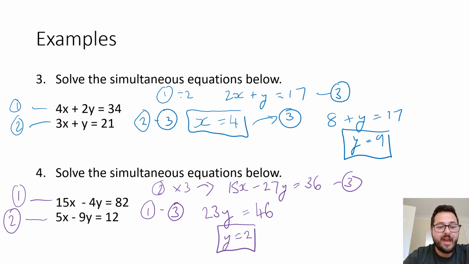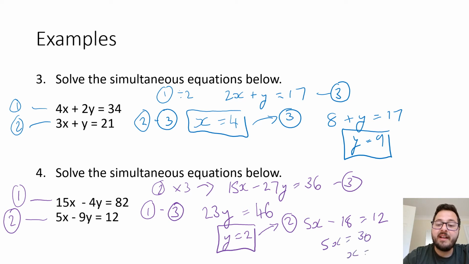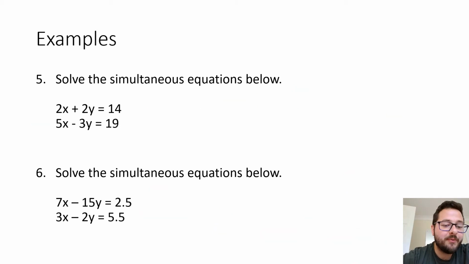Great, then we want to shove that in for x, so let's put it into equation 2. So 5x minus, well 9 times 2 is 18, and that equals 12. Add the 18, we're going to get 5x is 30. Divide by 5, you're going to get that x is 6. Okay, so we're doing all right so far.